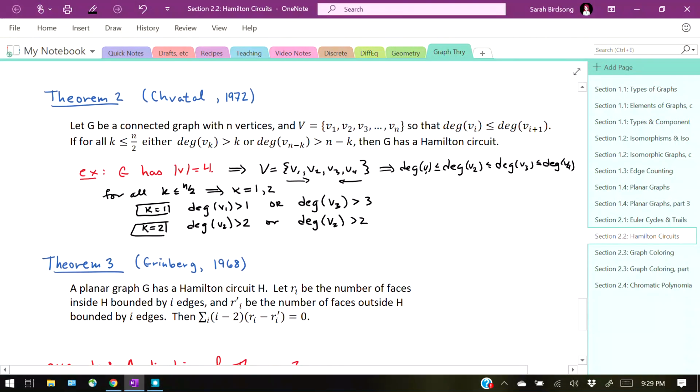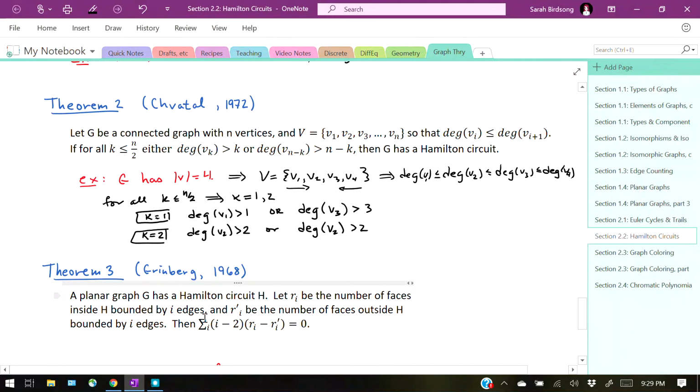The first two theorems, relatively straightforward. The third theorem, however, feels a little bit snarly. So this theorem attributed to Grinberg talks about a planar graph. So in a planar graph G, it's going to have one of these Hamilton circuits or Hamiltonian cycles. We're going to call this circuit H. And so we're going to let R, I'd probably write this with F because here is going to be the number of faces inside of your Hamilton circuit that are bounded by i edges, and Ri prime is going to be the number of faces outside of H bounded by that same number of edges.